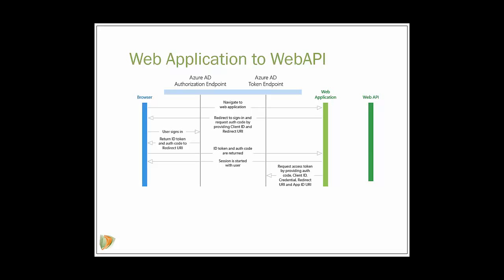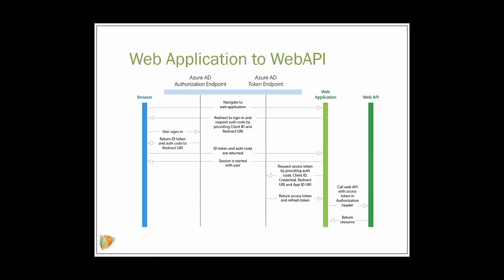So my web application takes that code that was issued at the very beginning, and it sends that code to the token endpoint, along with the client ID and the credentials of the application. And Azure AD will then verify that information and will return what we call an access token and a refresh token. That access token allows my web application to make a call to the web API endpoint. That token is included in the auth header. It's called a bearer token, and the web API can then validate that token, and if it's valid, it'll return data back to the web application, which can then return the data back to the browser.